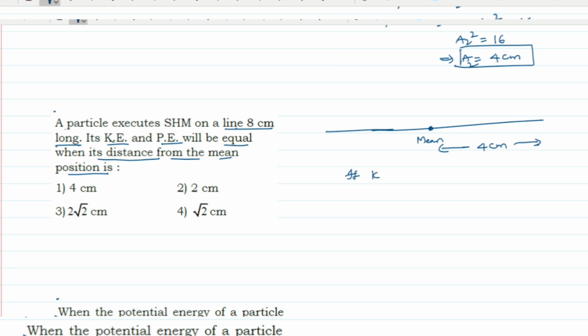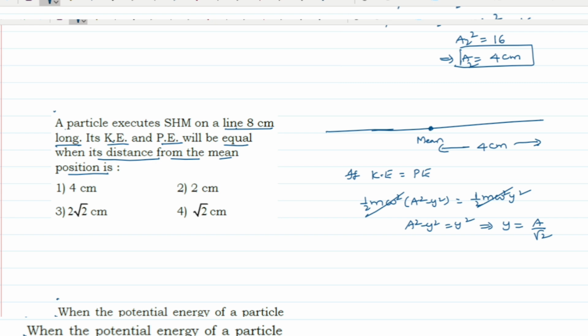Suppose kinetic energy is equivalent to the potential energy for a given position, then for a given position the formula is half m omega square into a square minus y square. Potential energy for a given displacement is half m omega square into y square. The m omega square gets cancelled, so a square minus y square equals y square. Then we get y equal to a by root 2.